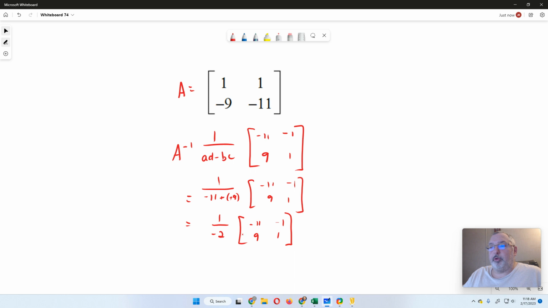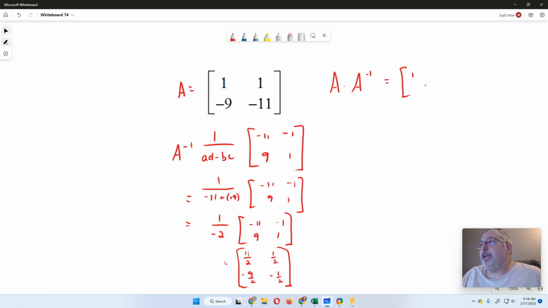This becomes scalar multiplication now, so we're just going to multiply these out. So that's going to give us 11 halves, 1 half, negative 9 halves, and negative 1 half as our inverse matrix. So that's going to be the inverse of our original matrix. And now, how do you know Jason's right? Well, if we multiply A times the inverse matrix, we should get the identity matrix. So let's see if it happens.